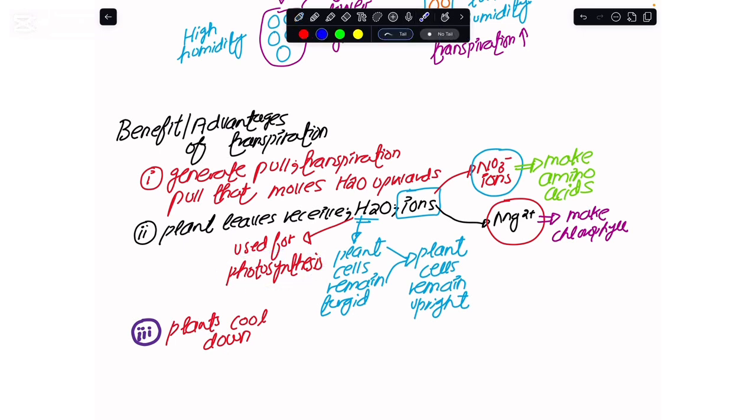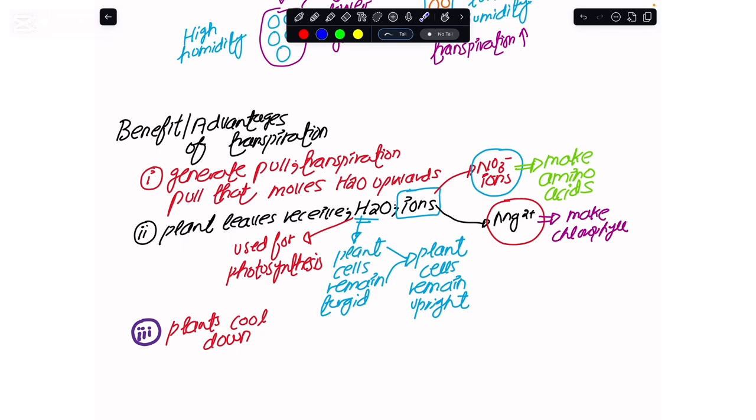How are the ions brought by transpiration to the leaves important? The nitrate would be brought by this, and it would help the plant leaves to make amino acids and proteins out of it. And the magnesium ions that would reach the leaves by transpiration would help them to make chlorophyll in the chloroplast. And ultimately, when the water molecules evaporate from the cell wall of the spongy mesophyll cells, they would help to cool down the plant. So these are the advantages that we have for the transpiration situation.